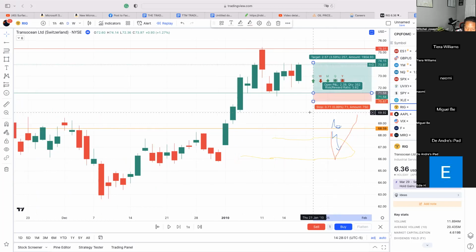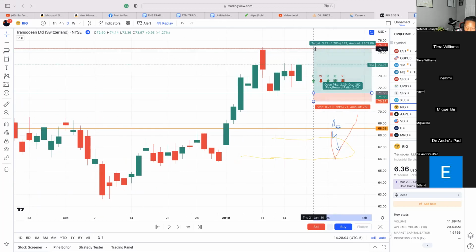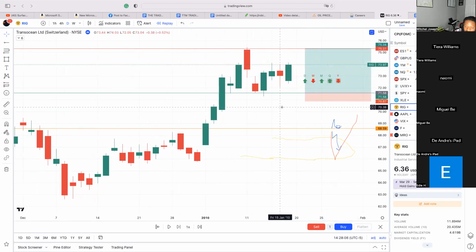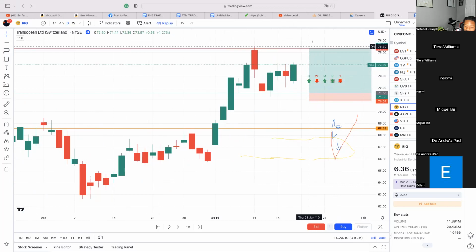I'll risk up to there. But if we win, I'll go up to there. You know what I mean? Just in case it doesn't go on target. But like I said, if we break this, it can keep going further. So at least I can have the option to perhaps hold it longer or re-enter.